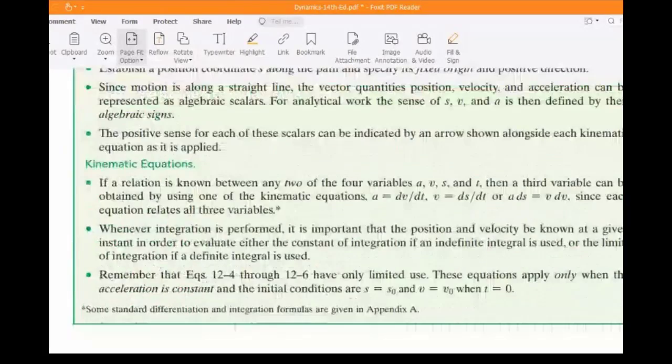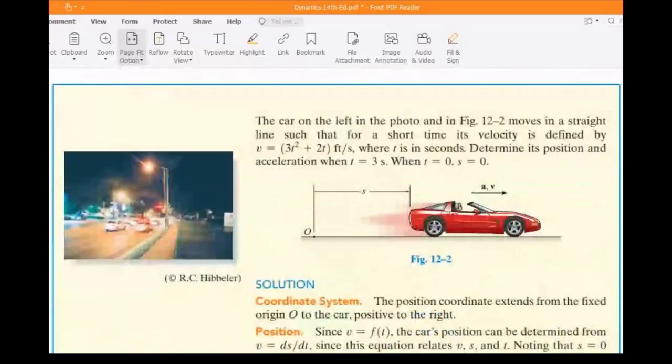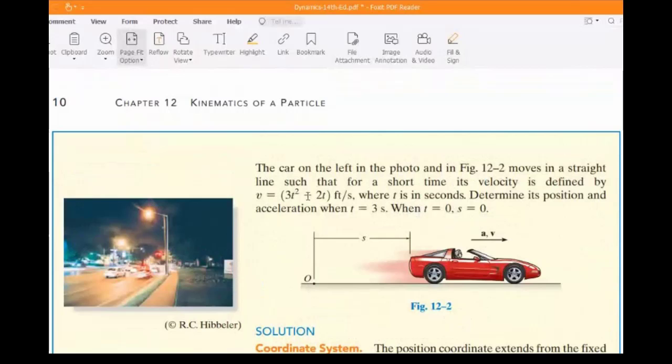However, we have already gone through this. Here is problem number one. We have already done it, but I'm just repeating it so we go through it together. A car in the photo and in figure 2.2 moves in a straight line.